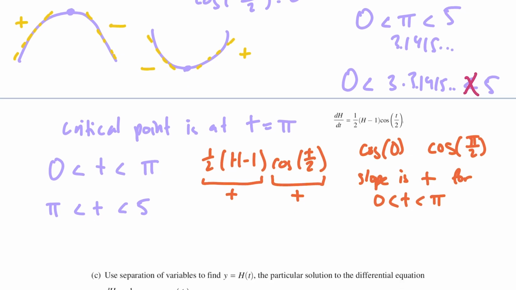Okay, how about between pi and 5? So once again, 1/2 h minus 1.